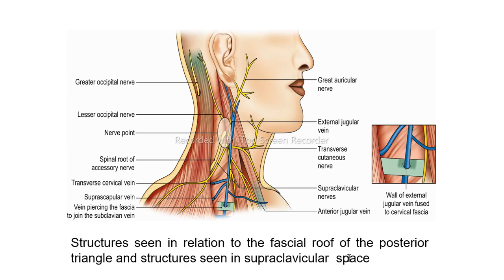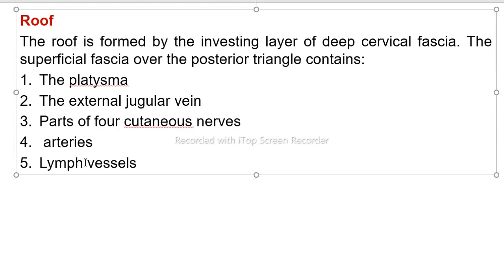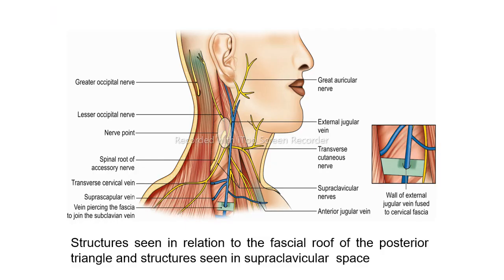Lower part of the external jugular vein: this one is the external jugular vein that pierces the deep fascia in the lower part and drains into the subclavian vein.